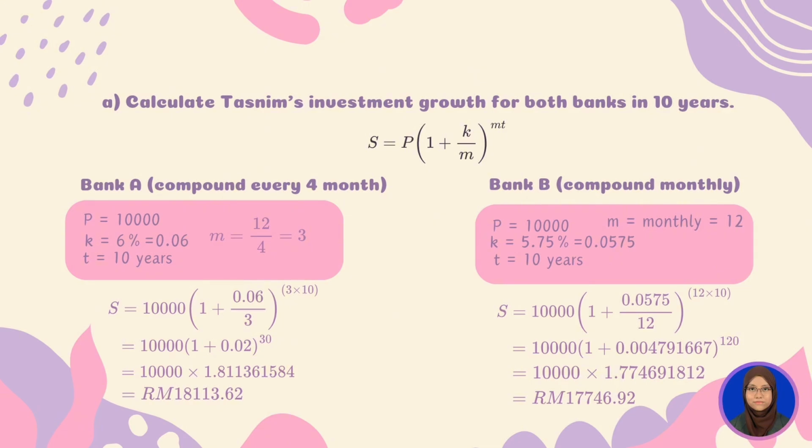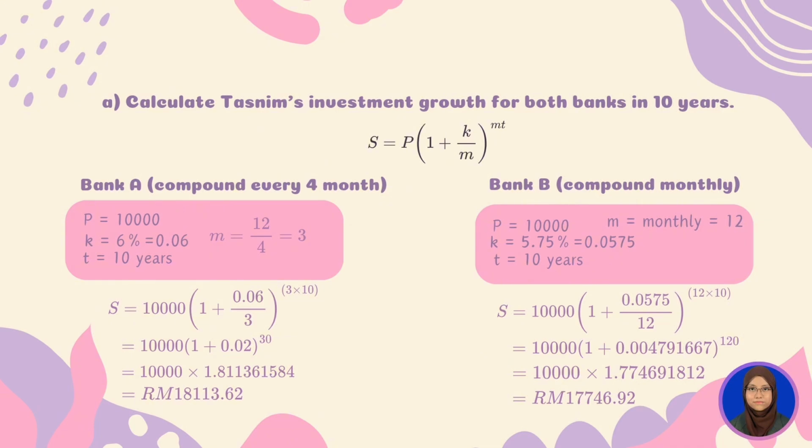A. Calculate Tasnim's investment growth for both banks in 10 years. So for this question, we will use the formula of compound interest for future value from topic 3. Let's begin with Bank A. First, we identify our variables for Bank A. Principal P is RM 10,000, annual rate i is 6% or 0.06. Frequency m is 12 divided by 4, so m equals 3 times per year.